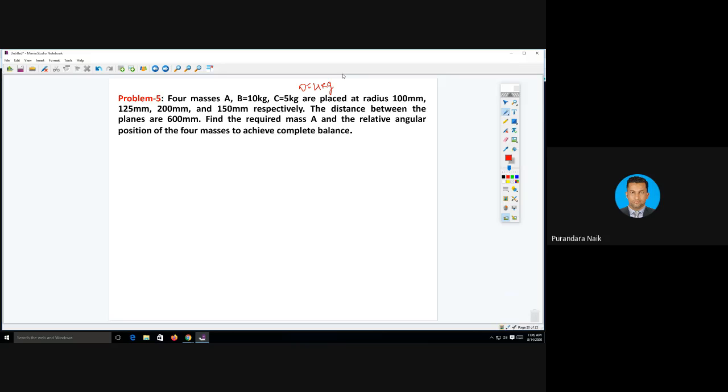Here the angle is not given. You need to find out the mass of A as well as the angular position of the other three masses. We'll take one mass as a reference mass, so that angle will be 0 and the remaining angles we need to find out. That is the question. Now let us write the given data.